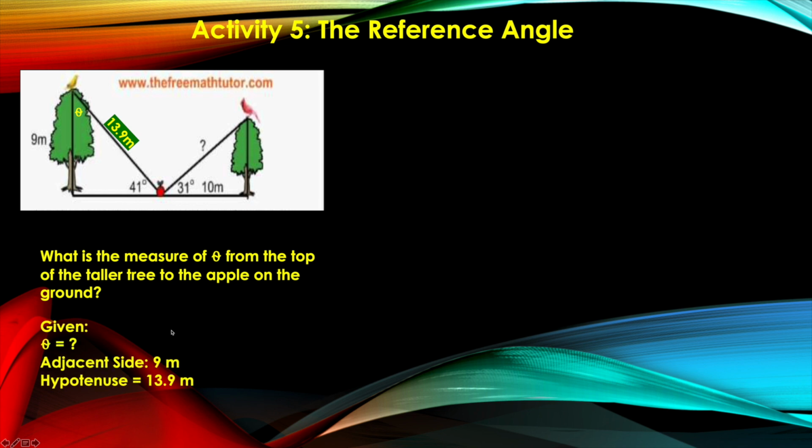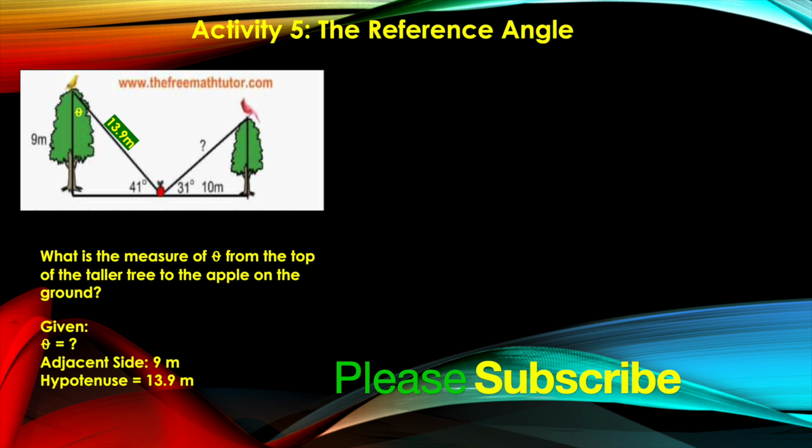So using the information here, theta is unknown. That's what we are calculating here. The adjacent side is 9 meters. The hypotenuse is 13.9 meters. What do you think is the appropriate function here? We can use the adjacent side and the hypotenuse. Yes, you're right. There are two functions here. We are looking at cosine theta equal to the adjacent side over the hypotenuse, or the inverse of cosine, which is secant equal to hypotenuse over adjacent.